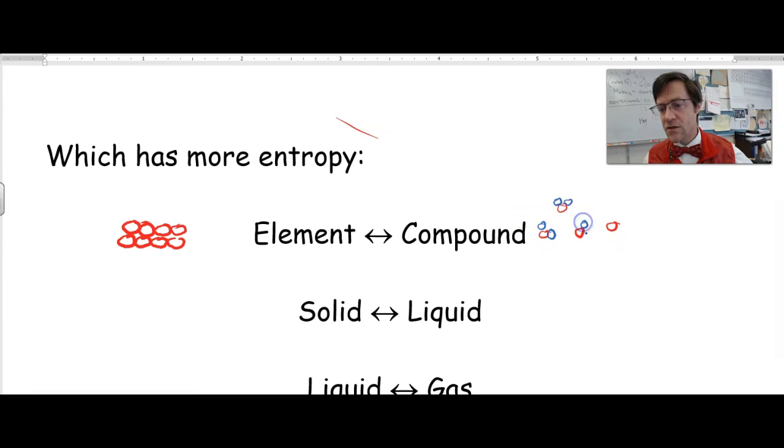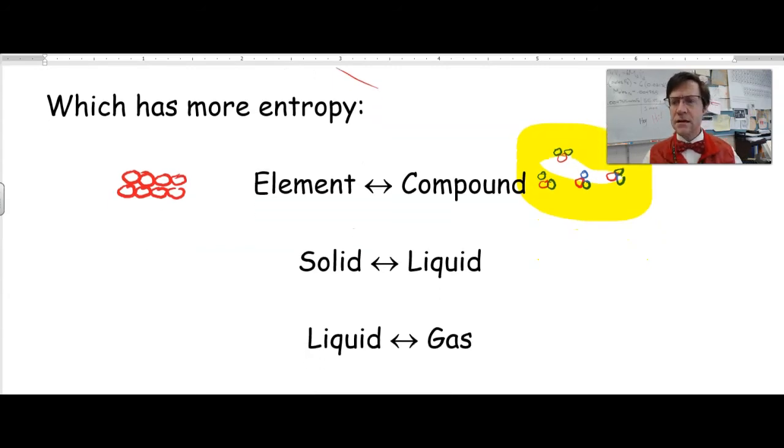So this compound is 1 red, 2 blue. Which one looks more mixed up? One where it's all red and uniform? Or one where it's all mixed up and crazy, where there's more? Yeah, this one, more entropy over there, right? It's more mixed up. So that's from a chemical formula perspective, right? Element, compound, chemical change. Now these next two are all about phase changes.